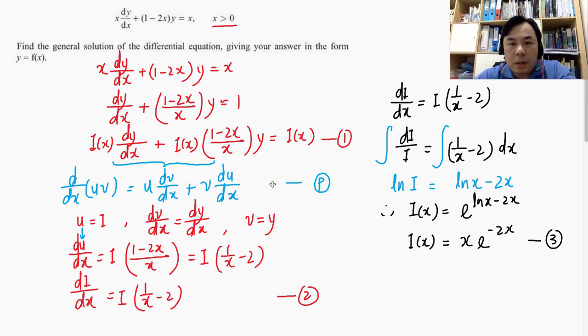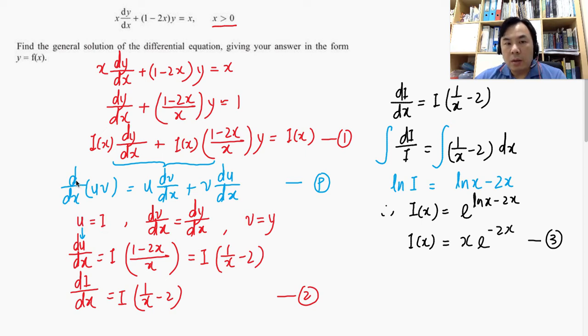Okay, now stay tuned. All right, as I mentioned previously, we have already found out our integrating factor, which is indicated by this equation number 3. And then we derived that by making use of the product rule. So now we are going to substitute our integrating factor into the product rule that we have set up at our earlier stage there. So we notice that the u is actually represented by integrating factor I.